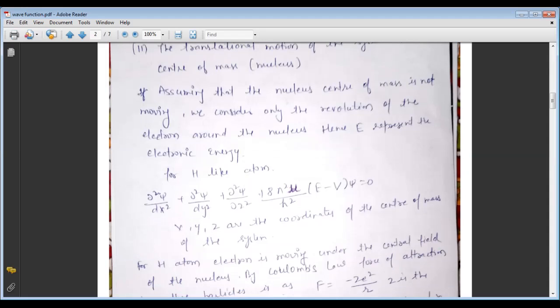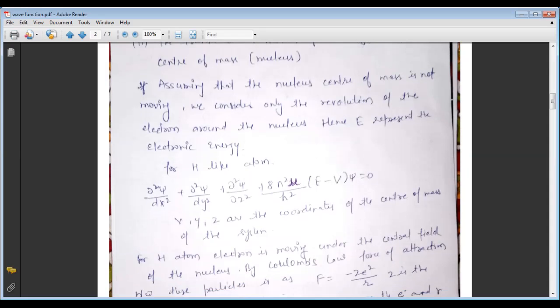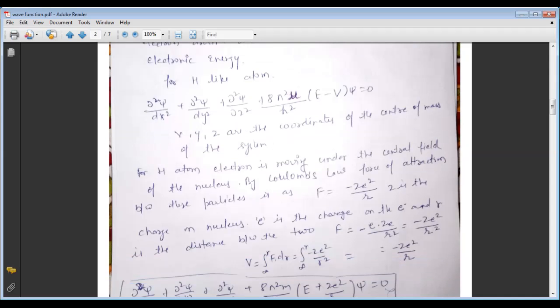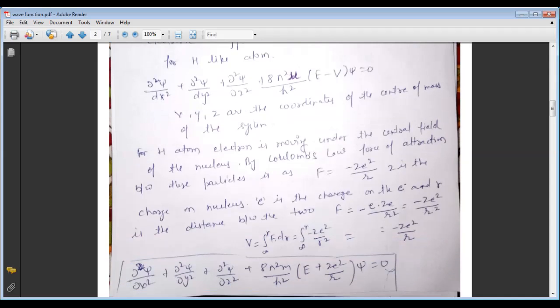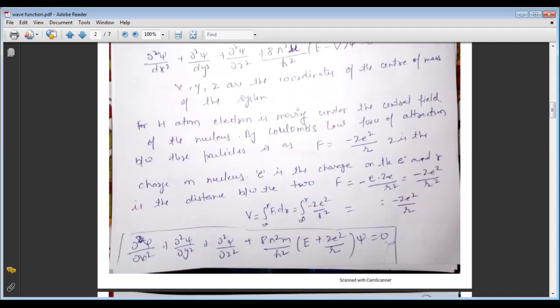Now x, y, z are the coordinates of the center of mass of the system, and the electron in the hydrogen atom is moving under the central field of the nucleus. According to Coulomb's law, the force of attraction between these particles is F, equal to minus Z e square upon r square. Here we put the value of the charge on the nucleus, the charge on the electron, and r, the distance between the two.